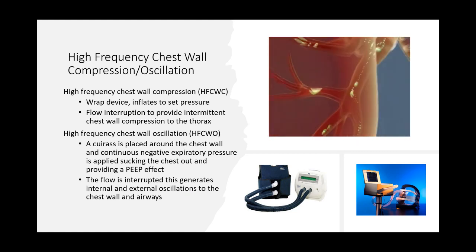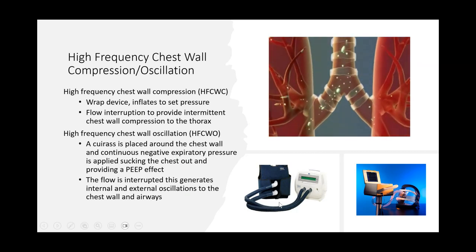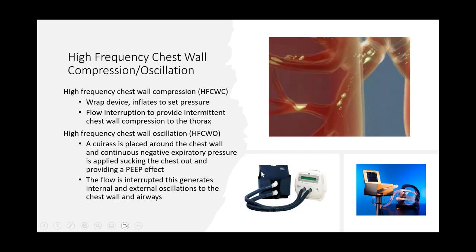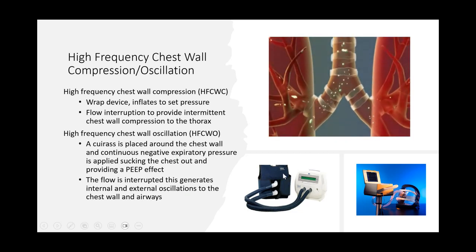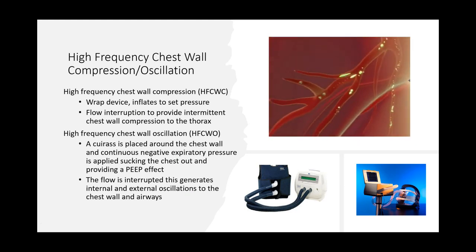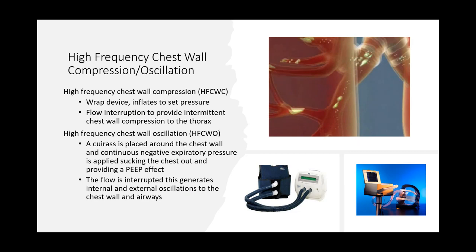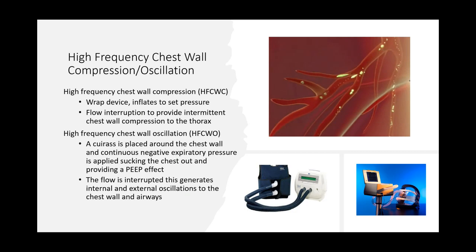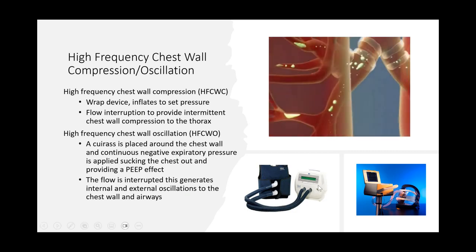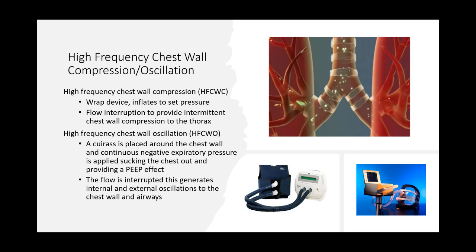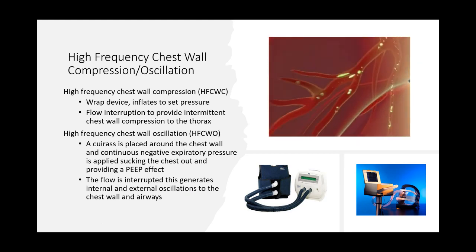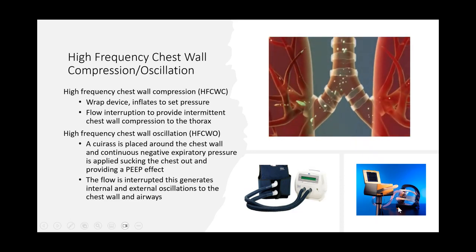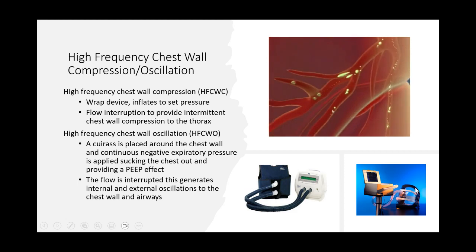So if we look at high frequency chest wall compression, which is technically the correct term for the vest device, SmartVest and others, what this does is it provides a wrap device that fits around the thorax and inflates, and that can take people into their closing volumes, which may be a problem, or it may not. There is then a flow interruption by the device fitting around the thorax that causes the vibrations internally that mobilize the secretions up. And then we've got high frequency chest wall oscillation, which rather than a wrap involves a cuirass that fits around the chest wall.